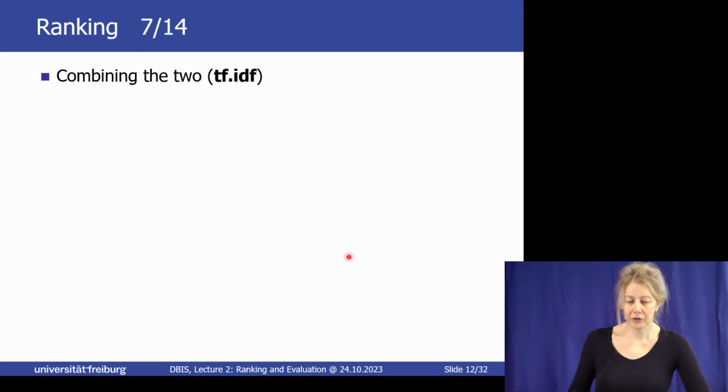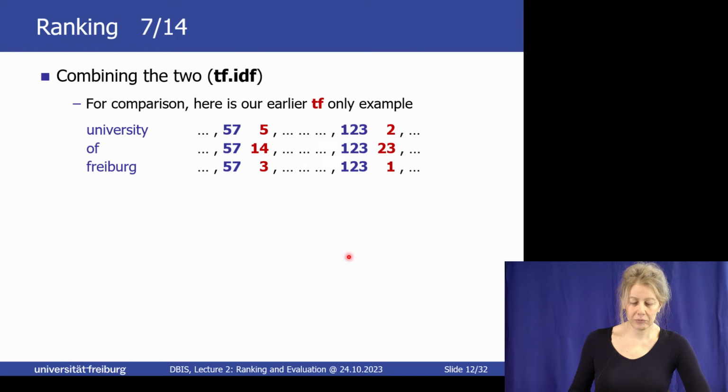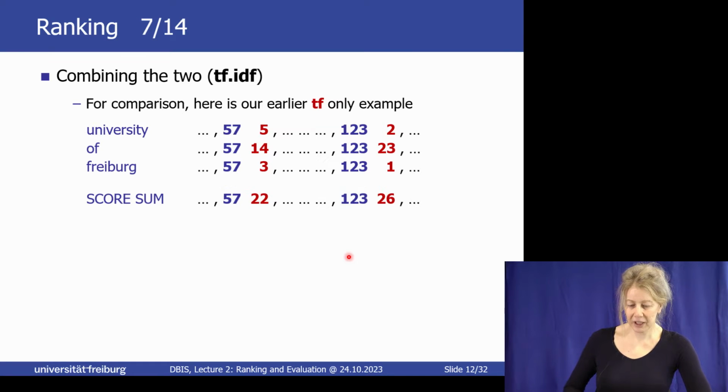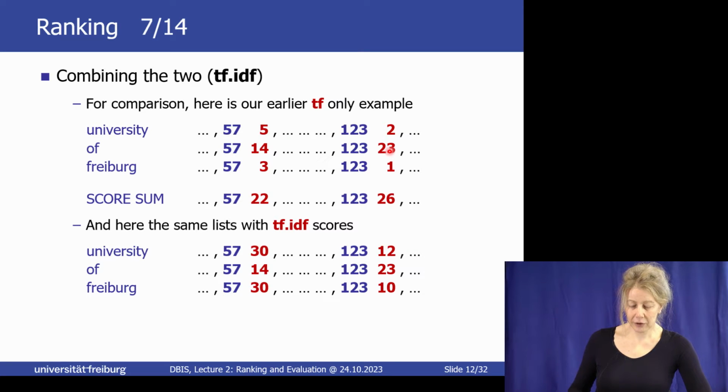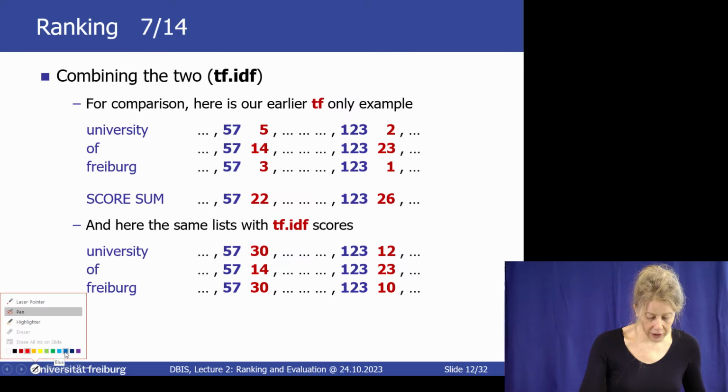That's what we want. And now let's just apply it and see that it works. That's our earlier example. I won't explain it again, should look familiar. Here the situation was that 123 was ranked higher because it contained the word "of" so often. And now let's look at the list with tf.idf scores. And let's just do the math quickly to see that.